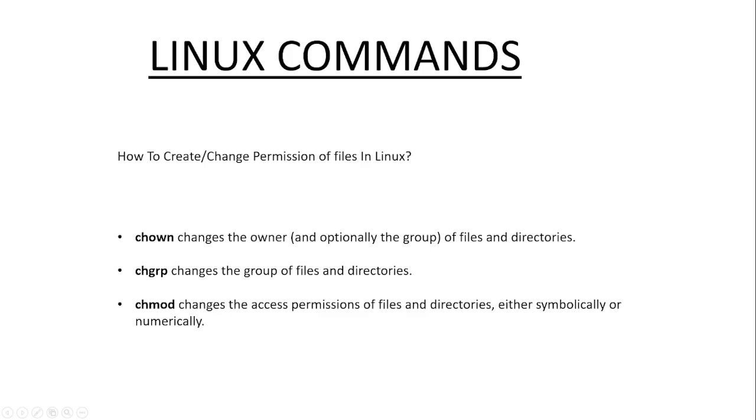chown means changing the ownership of the file. chgrp means changing the group permissions of the files and/or the directories. chmod basically is changing the access permissions like read, write, execute, like that. So without wasting time, let's move to our Linux screen.